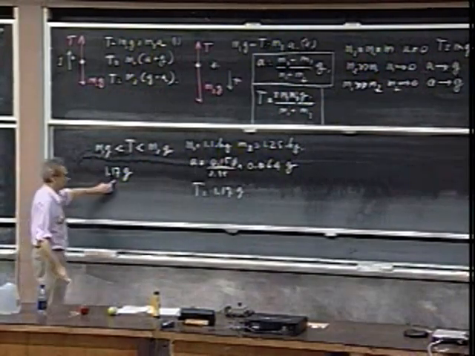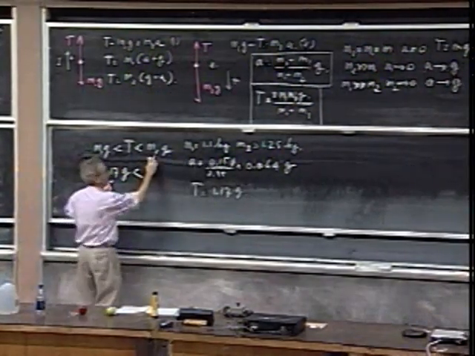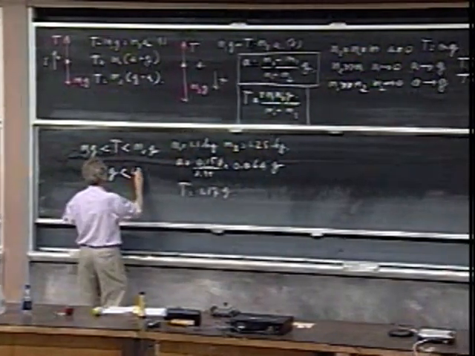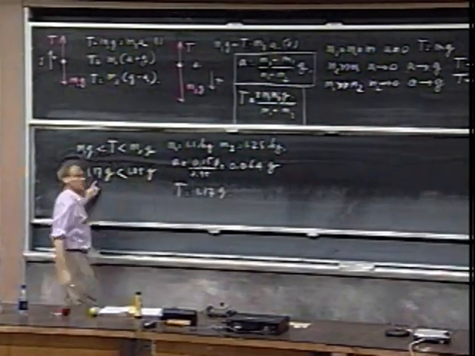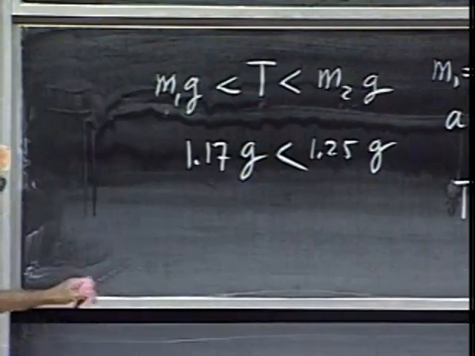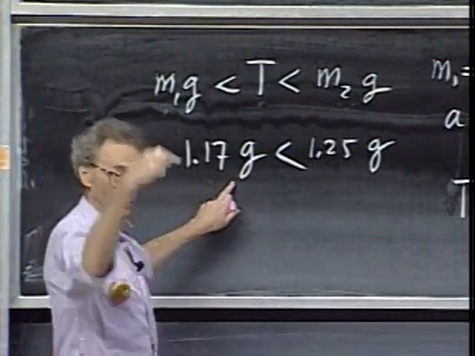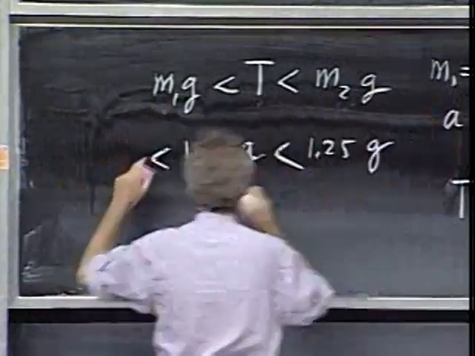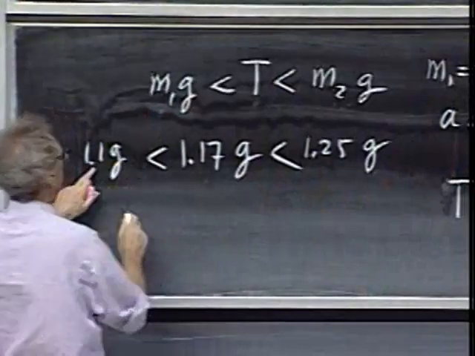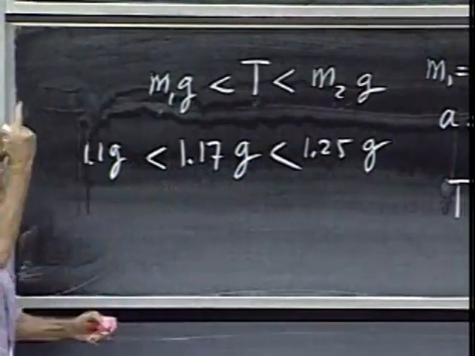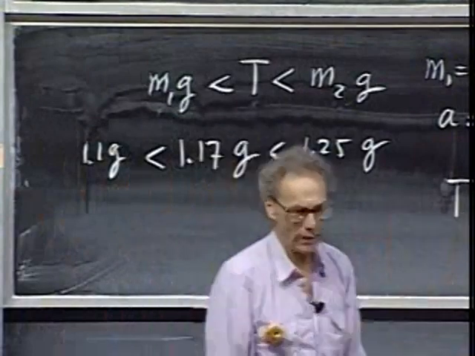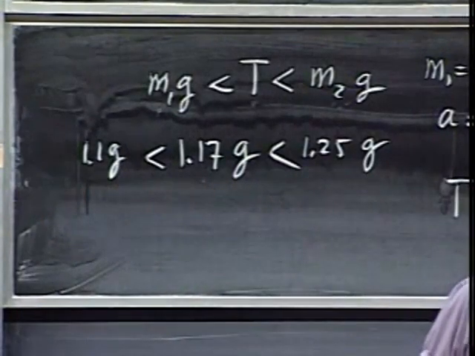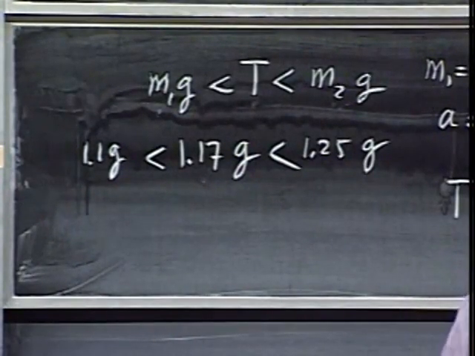This is their weight. This one had a weight of 1.25 g without being accelerated. You see, it has lost weight because it's accelerated down. This one had a weight of 1.1 g. You see, it has gained weight because it's accelerated up. So you see the whole picture ties together very neatly, and it's important that you look at it that way.